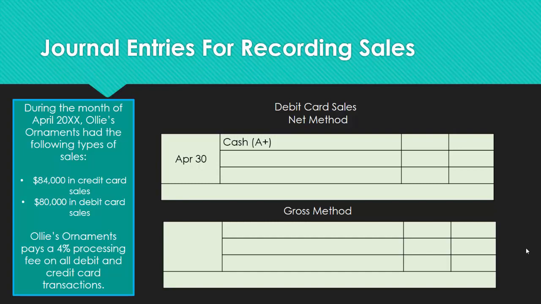Well, they did $80,000 in debit card sales, and they got hit with a 4% processing fee. So they're getting 96% of that $80,000, which means Ollie's Ornaments is going to receive $76,800.